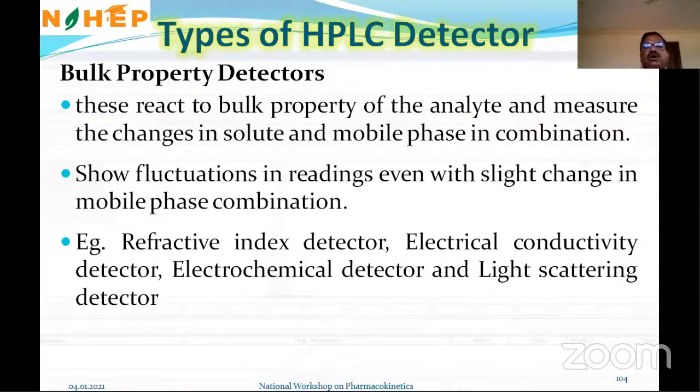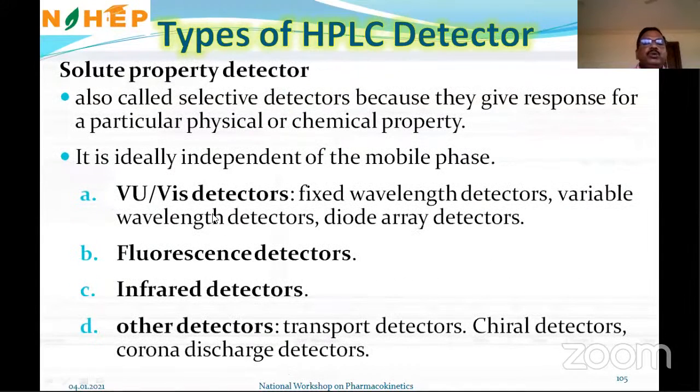So the mobile phase composition should be constant throughout the run. Examples of these bulk property detectors are refractive index detectors, electrochemical conductivity detectors, electrochemical detectors, and light scattering detectors. Coming to the solute property detectors, these are also called selective detectors because they give a response for a particular physical or chemical property.